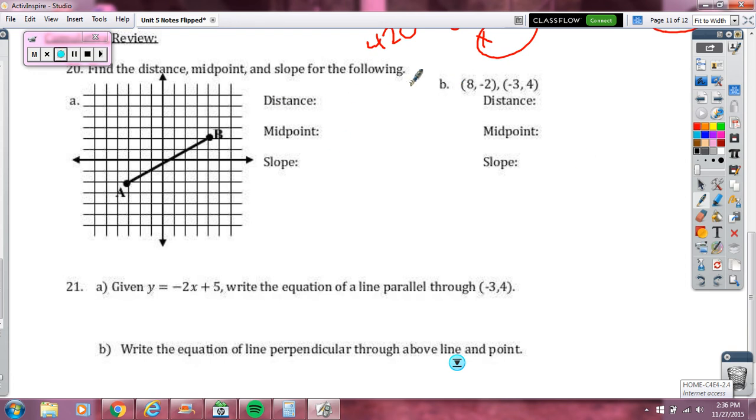For A, they're giving me 2 dots off of the graph, and for B, they're giving me the actual coordinates. So for the distance on A, I'm going to just use the Pythagorean theorem, actually.